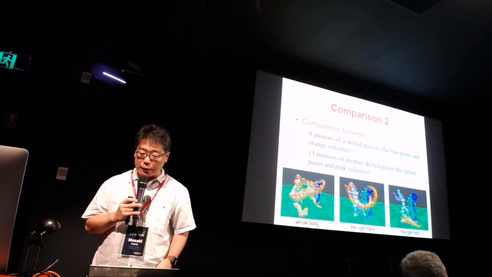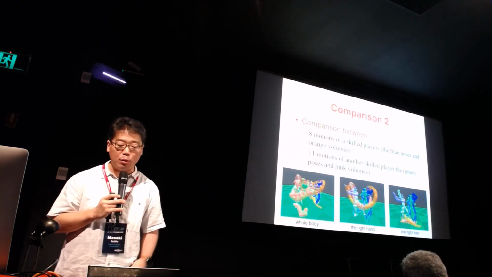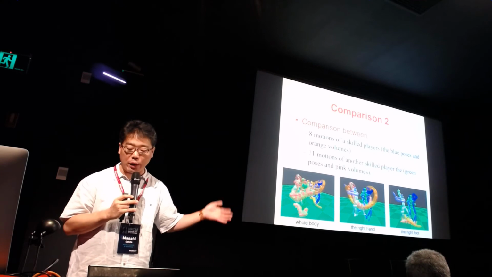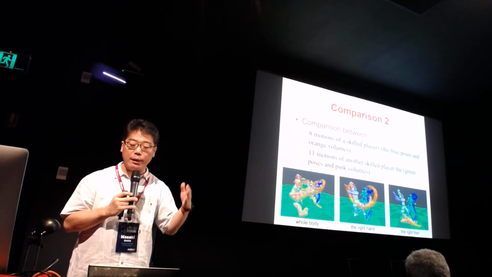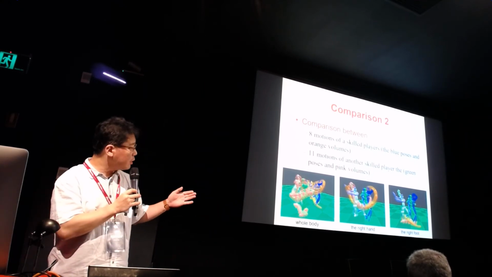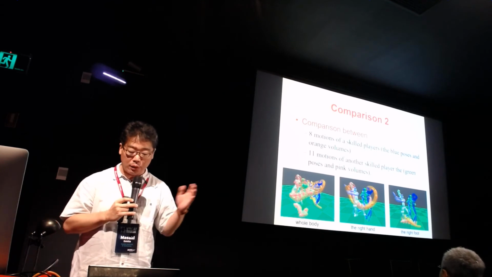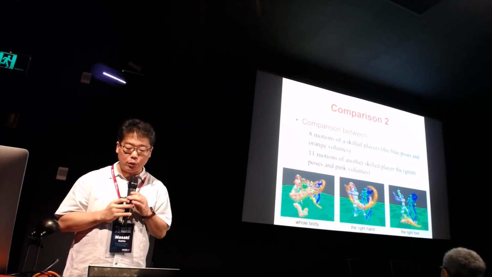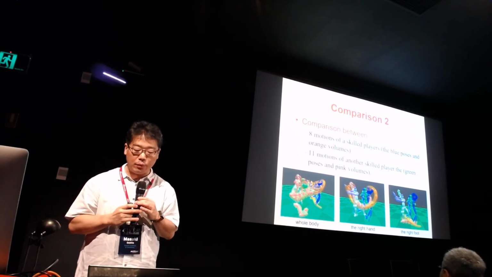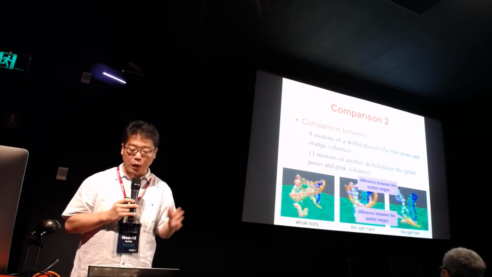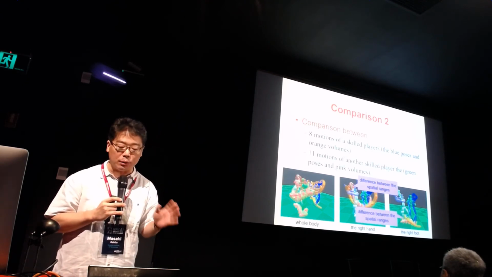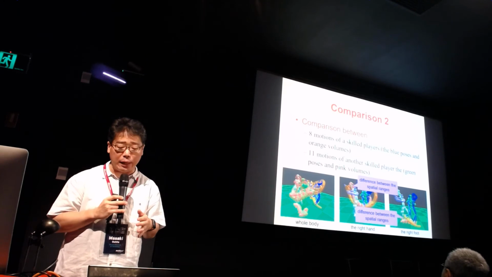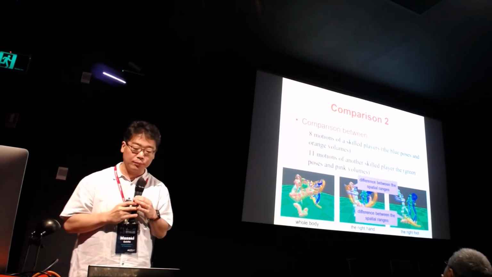This is the result of a second comparison between the motion volume of a skilled player, the blue poses and orange volumes, and the motion volume of another skilled player, the green poses and the pink volume. Although they are basically similar, we can see some differences between them. And these findings would help for understanding the characteristics of the motion forms of individual players and analyzing them.